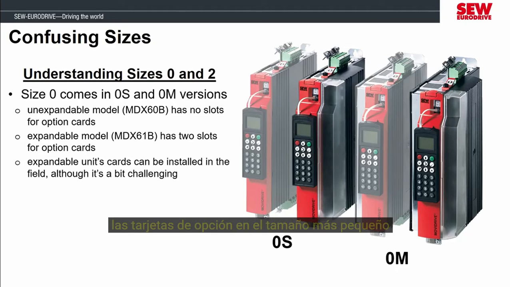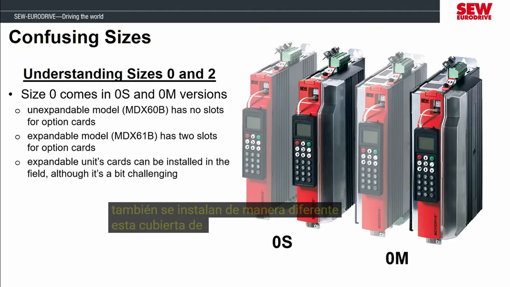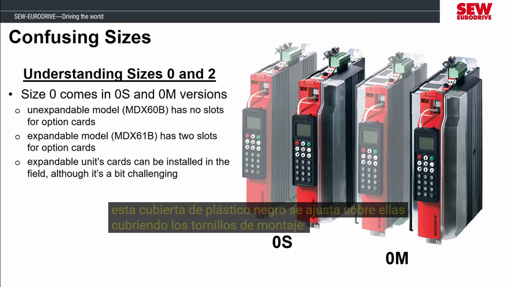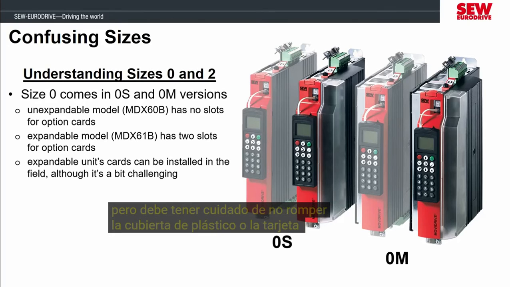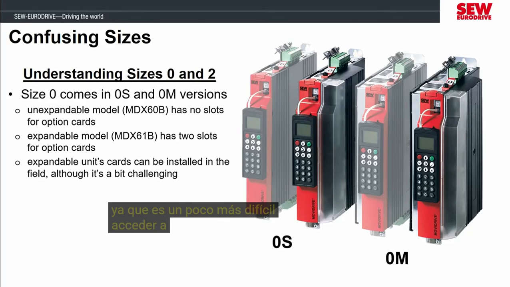The option cards in the smaller size also install differently. This black plastic cover snaps over them, covering the option card mounting screws. It is possible to swap the option cards out in the field, but you have to be careful not to break the plastic cover or the option card since it's a little more challenging to get access to.